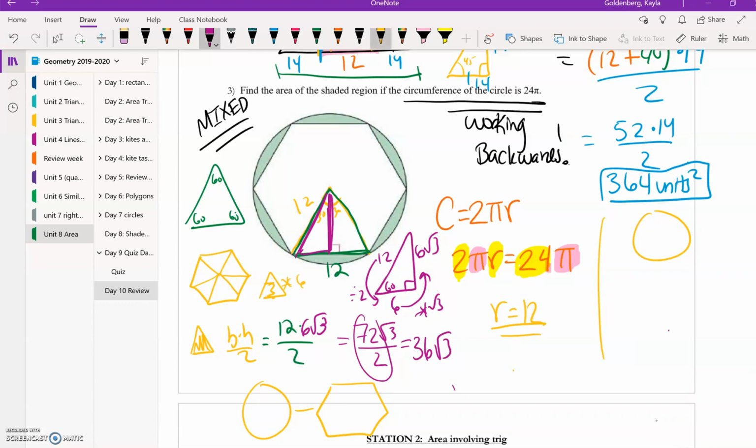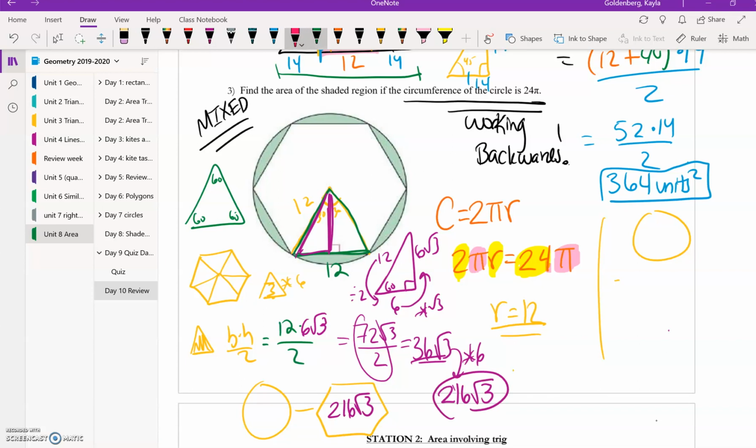To get the area of my circle, it's going to be pi, pause, I only did the area of one triangle. I need to take this number and do it times 6, because there are 6 triangles. So 36 times 6, that's going to get me 216 according to my calculator. 216 root 3. So far I found 216 root 3 is the area of my hexagon.